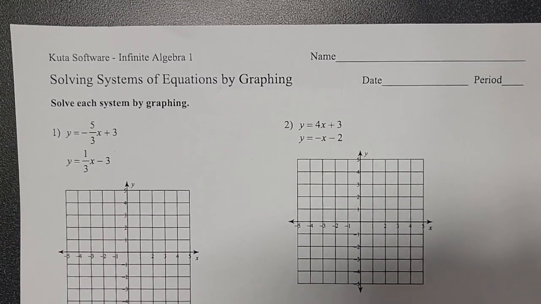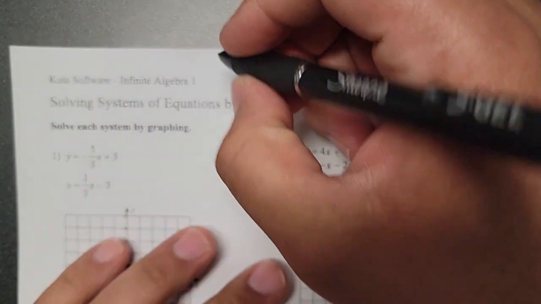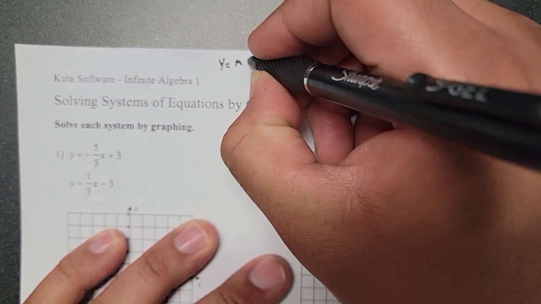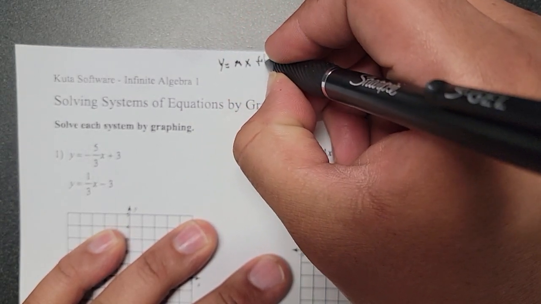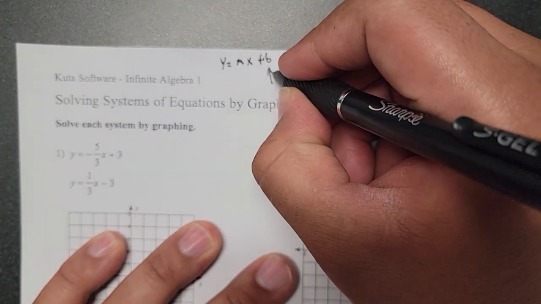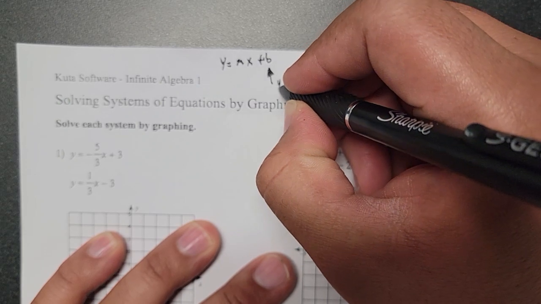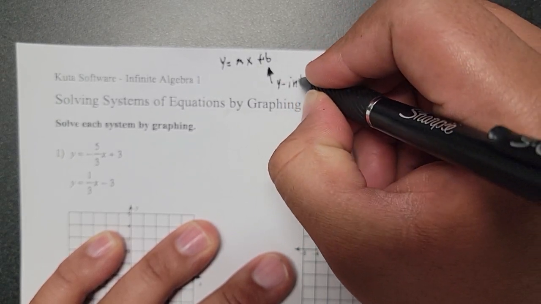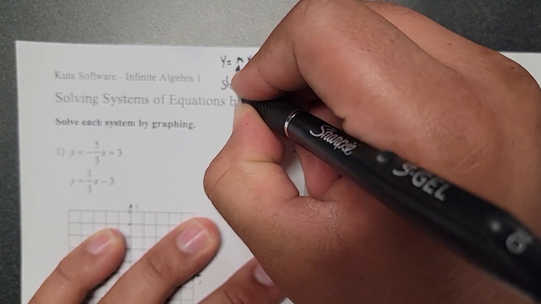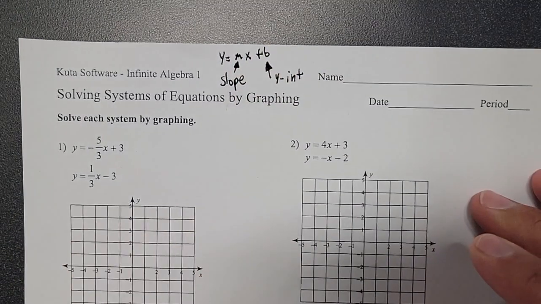All right, guys, so we're working with these equations that are in slope-intercept form. So that's here, y equals mx plus b. You might want to write this down. Today we're going to emphasize the b, which is the y-intercept. The m is the slope. This is why we call it slope-intercept form.